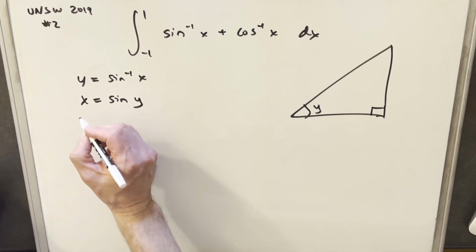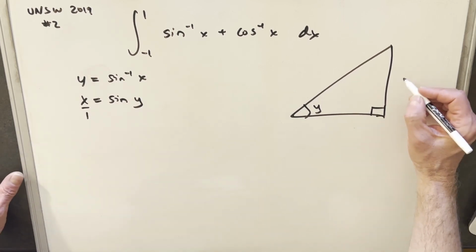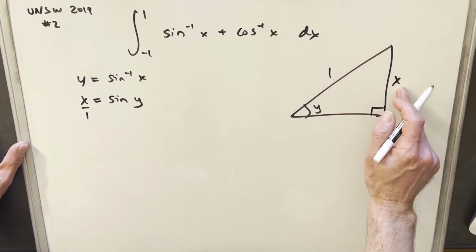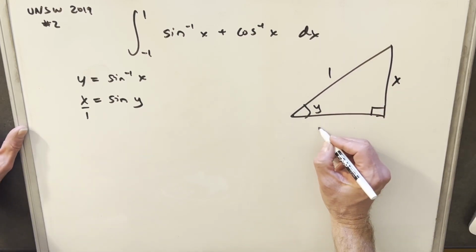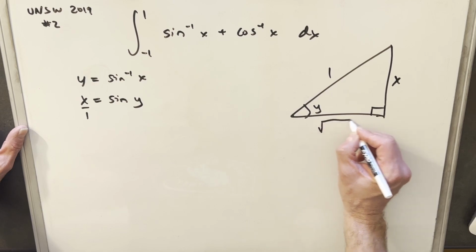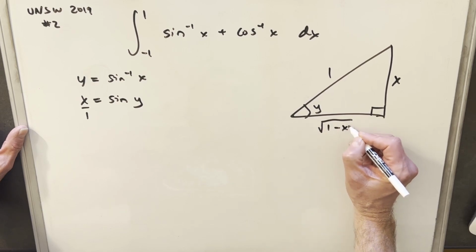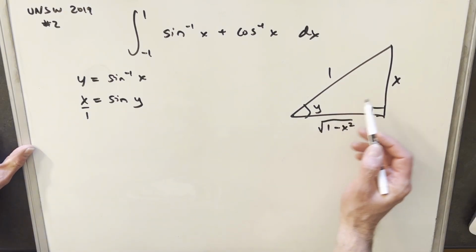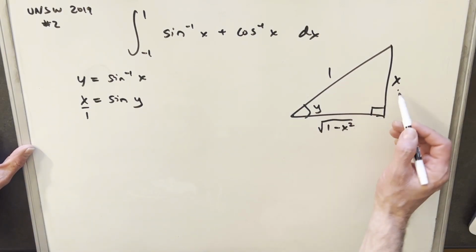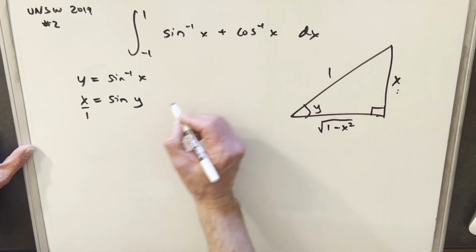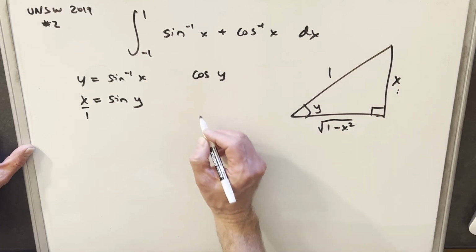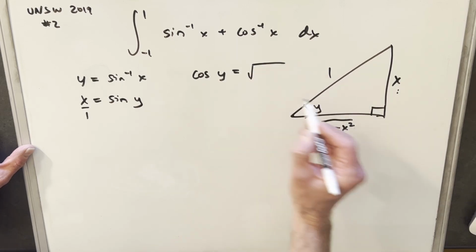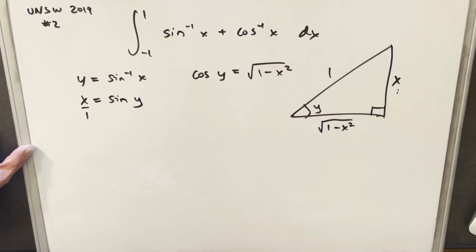So if sine of y is x, we can write that as x over 1 to get a little ratio going. So we'll have x for this side, 1 for this side. This side, you can find from the Pythagorean theorem. This side must be the square root of 1 minus x squared. Now, the sine of y is opposite over hypotenuse, so x over 1. So the cosine of y is going to be adjacent over hypotenuse. So cosine of y is going to be just the square root of 1 minus x squared.